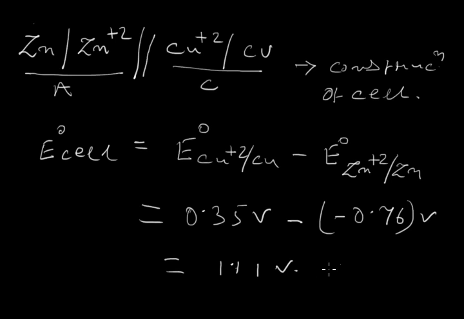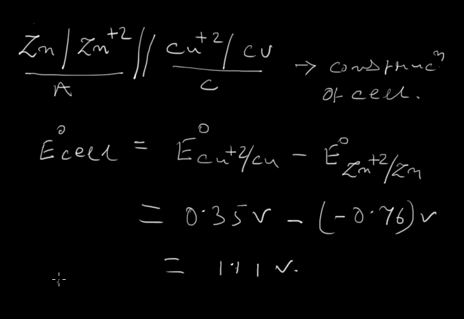If we reverse this electrode, that is Cu/Cu+2 acts as anode and Zn+2/Zn acts as cathode, this value is negative, so this is not possible. So the EMF of the cell is 1.11 volt.